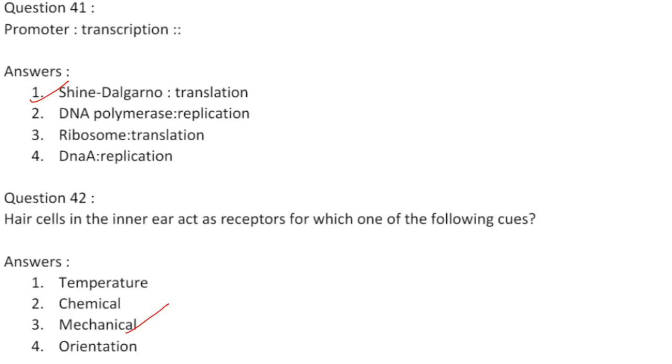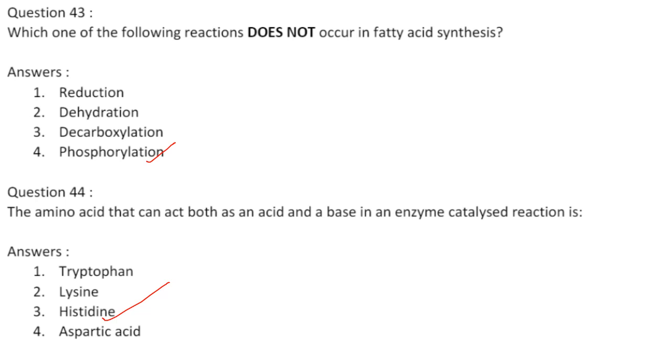Promoter is to transcription as Shine-Dalgarno is to translation. Hair cells in the inner ear act as receptors for which one of the following cues? It is mechanical. Answer is option 3. Which one of the following reactions does not occur in fatty acid synthesis? Phosphorylation. All the other steps mentioned in the options take place during fatty acid synthesis. The next one. The amino acid that can act both as an acid and a base in an enzyme catalyzed reaction is histidine. Answer is option 3.